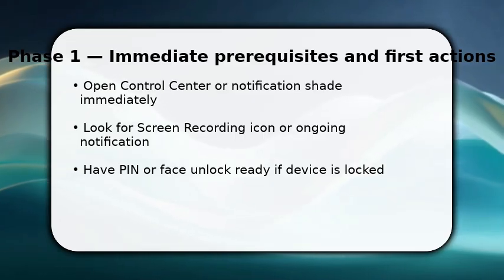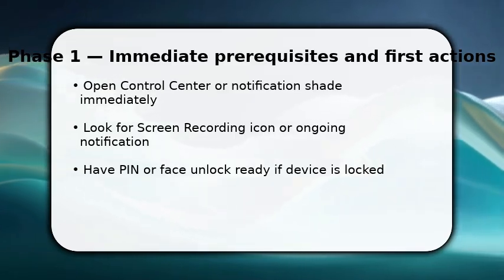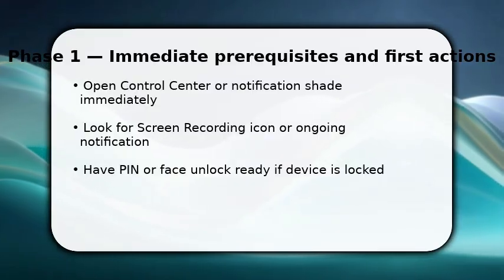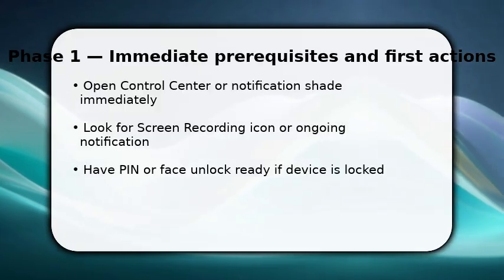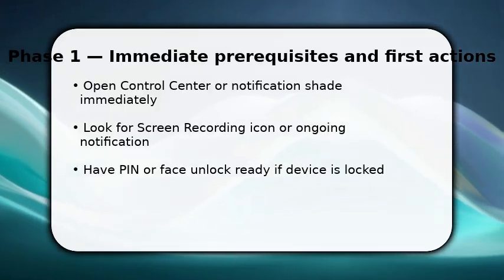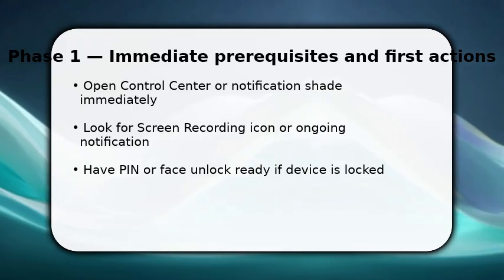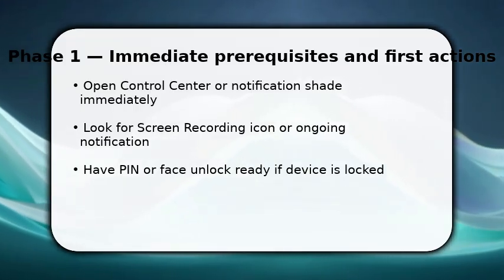If you lock the phone, unlock with PIN or face. The stop command won't appear while the device is secured. Once done, check the small red status bar or floating widget that shows recording is active, because confirming visual cues prevents accidental loss of footage.